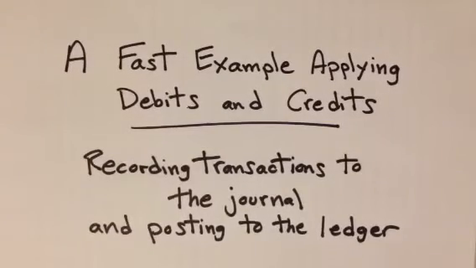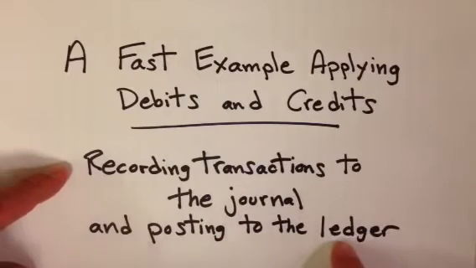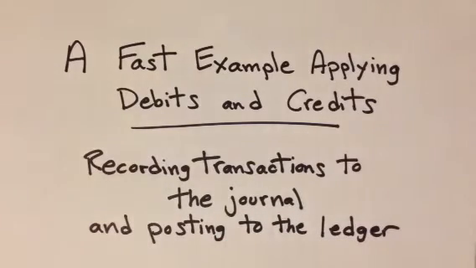I'm going to run through with you a very fast example applying debits and credits. Specifically, we want to show you a sequence of transactions to let you see how these transactions are recorded to the journal and posted to the ledger. Again, I'll be doing this very quickly, but you have the option, watching it on a video, to stop, restart the video, and also go back and watch sections of it again.